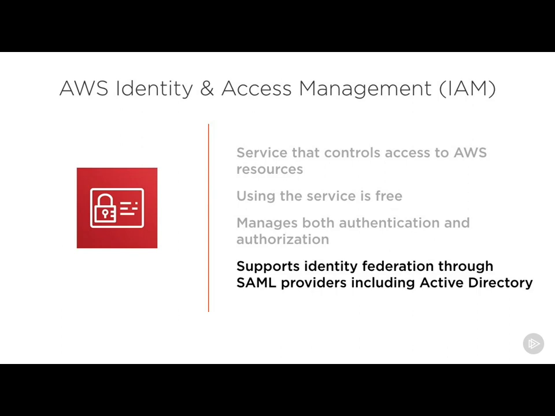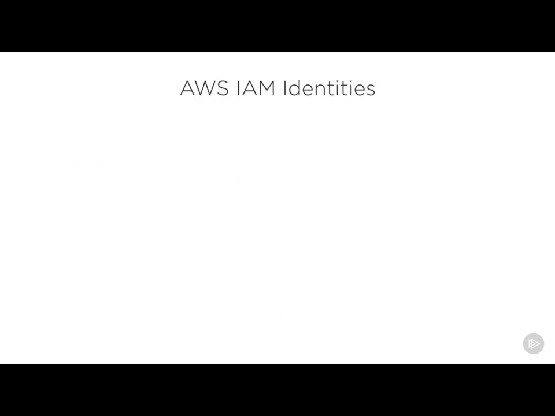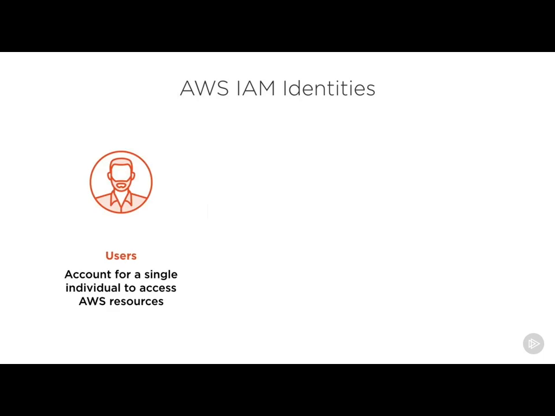Now, next, let's talk about the 3 different identity types that exist within IAM. And the first one is just a user. And this is an account for a single individual so that they can access AWS resources. So let's say we have a new employee named Jane, and she is one of our developers. And so we could go in, give Jane an account, and then give her permissions to access specific AWS resources.